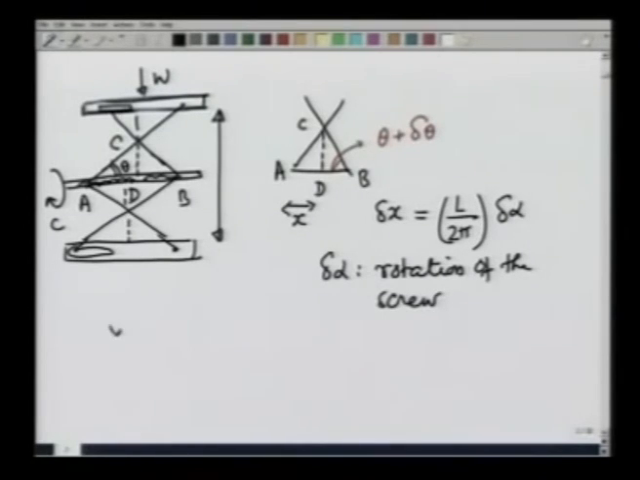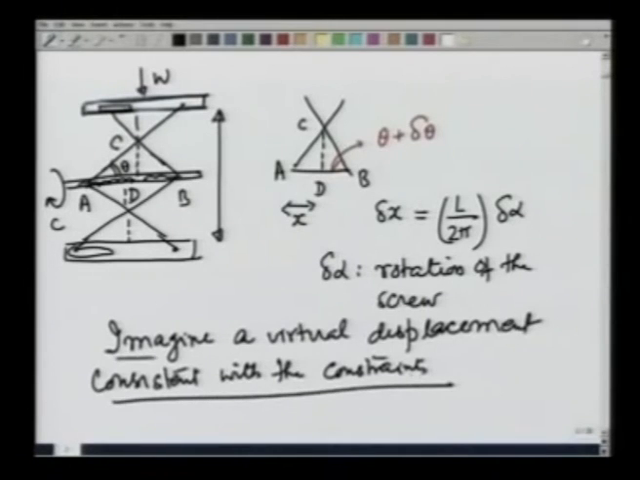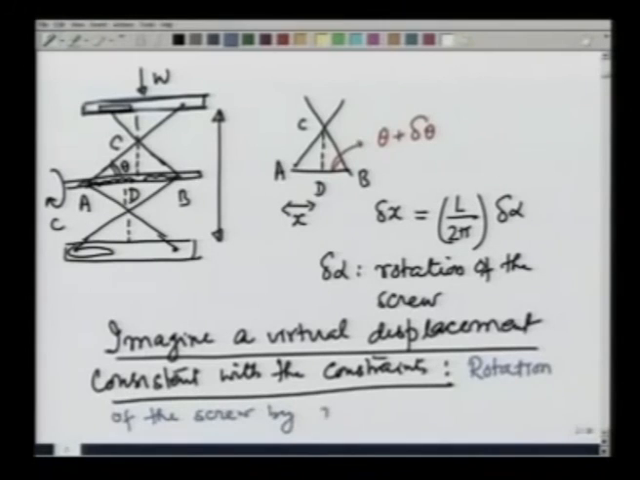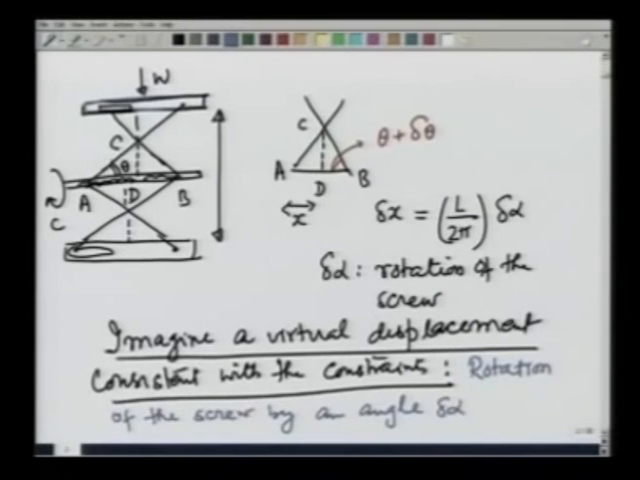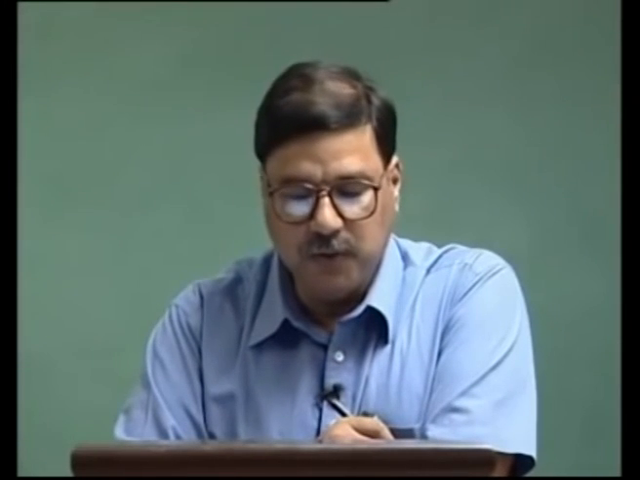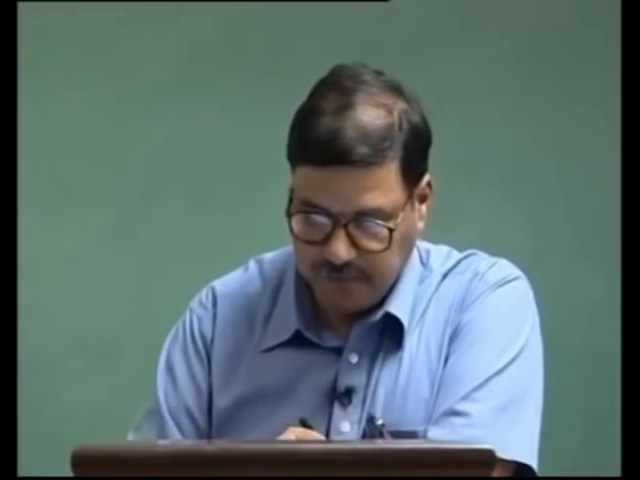So, now what we do is imagine a virtual displacement consistent with the constraints. And that virtual displacement is going to be a rotation of the screw by an angle delta alpha, and that causes shortening of the distance between A and B and an increase in the distance CD. From that I can calculate the virtual work done by applying the torque and the virtual work done against the weight, and making the sum total of that virtual work 0 would give me a relationship between the torque C and the weight W. Let us calculate that now.